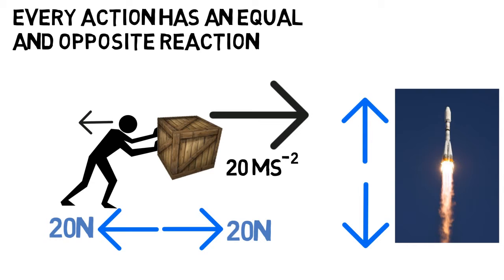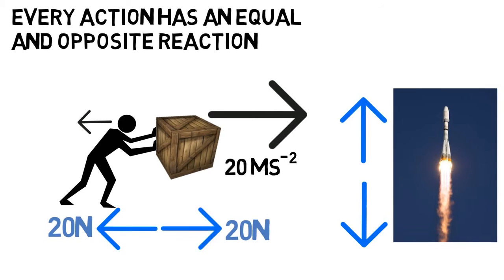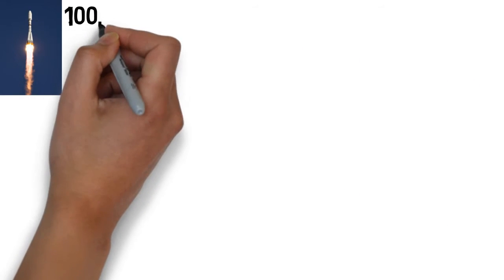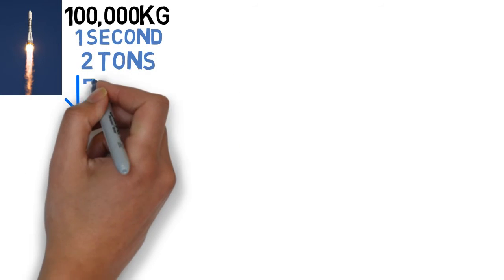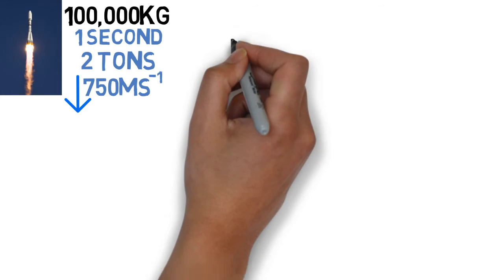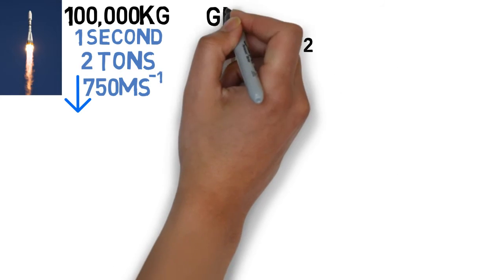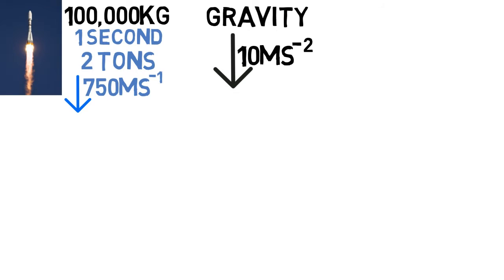Now, let's look at a practical example where these laws of motion are used. Let's say I have a rocket which is pointing upwards, and its mass is 100,000 kilograms. Every second, this rocket ejects 2 tons of fuel downwards at 750 meters per second. Also, we're going to assume the rocket's mass stays constant despite the fact it's ejecting fuel, because F equals ma only works on things with constant mass, and we're going to use 10 meters per second squared as our acceleration due to gravity to make things simpler. Now, we want to find the force on the rocket and how fast it's accelerating upwards.